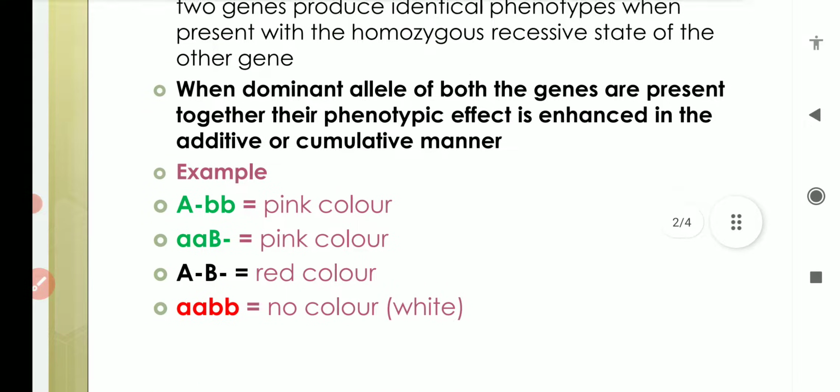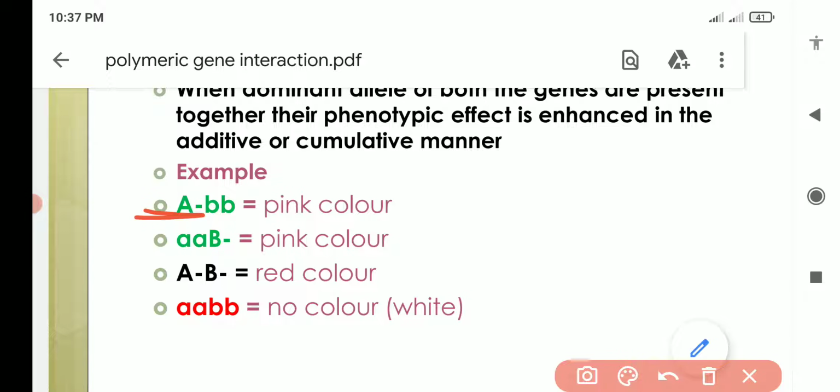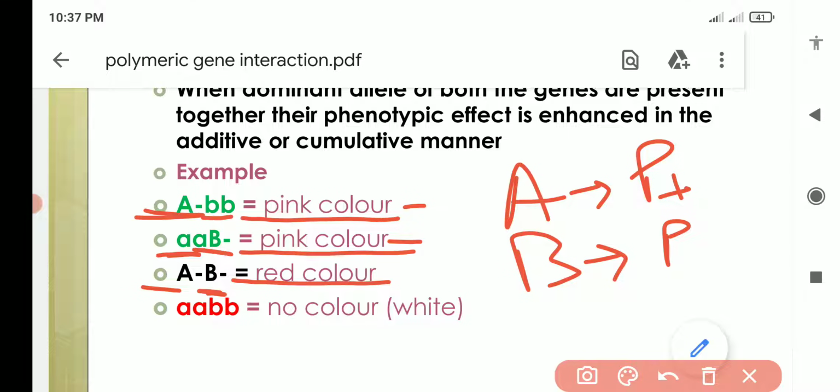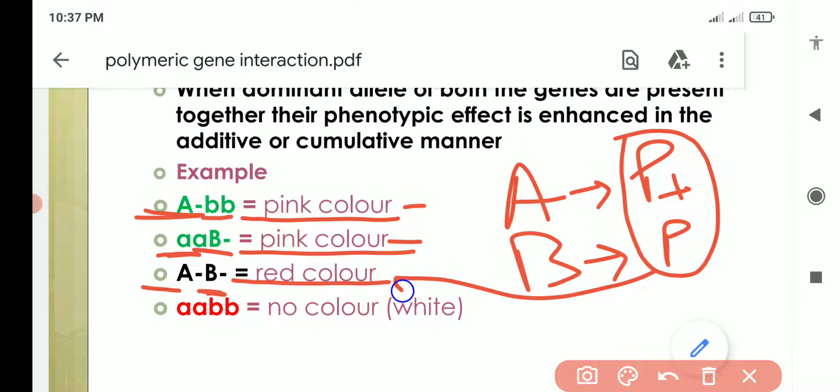For example, if capital A is present alone with small b, then it will give us pink color. When capital B is present alone with small a, it will give us pink color also. When capital A and capital B are both present together, it will give us red color, because A is producing pink color and B is also producing pink color. These will be joined together, and by mixing this pink, it will give us a more intense color. Either it will be dark or deep pink, or it will be red color.